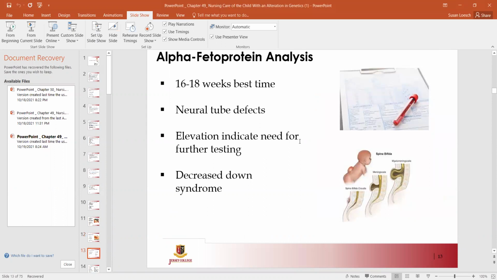Next one is the alpha fetoprotein analysis. We do that between 16 and 18 weeks. We're looking for neural tube defects. Okay, remember an elevation in this indicates neural tube defects and a decrease indicates Down syndrome.